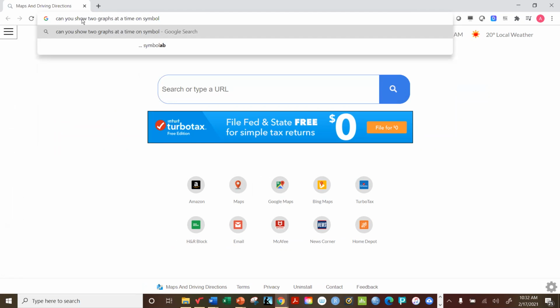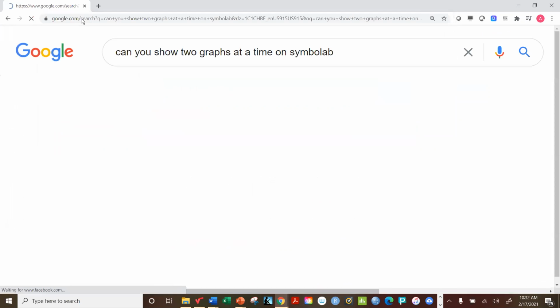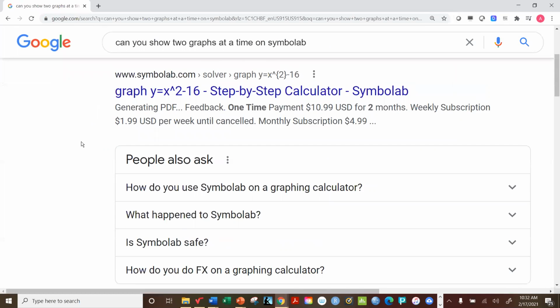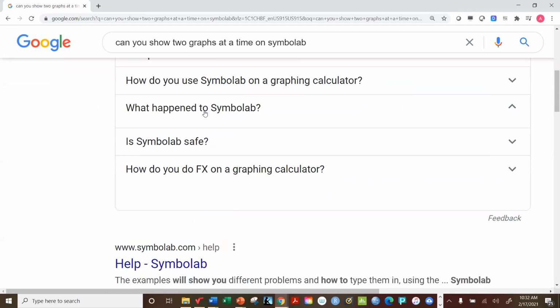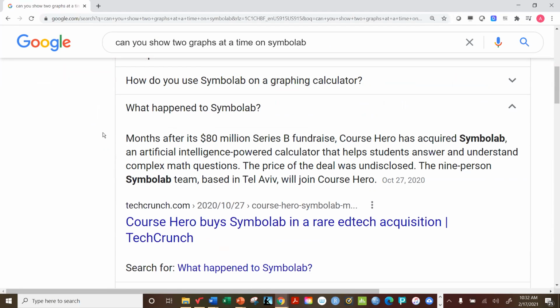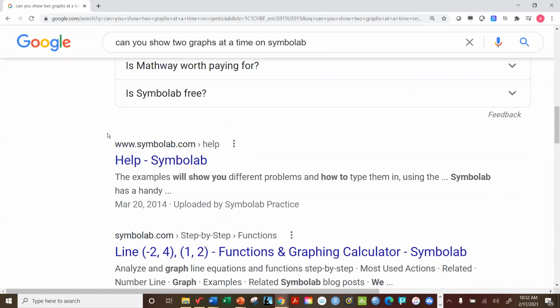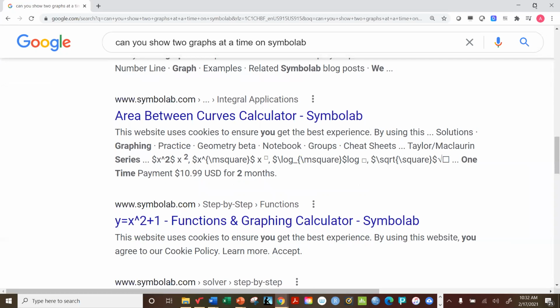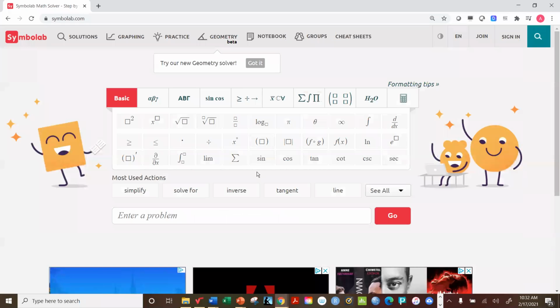It might be fun to be able to see everything side by side. Maybe not. What do you mean? What happened to Symbolab? Oh. Maybe not. All right. It's not perfect. We'll live with it.